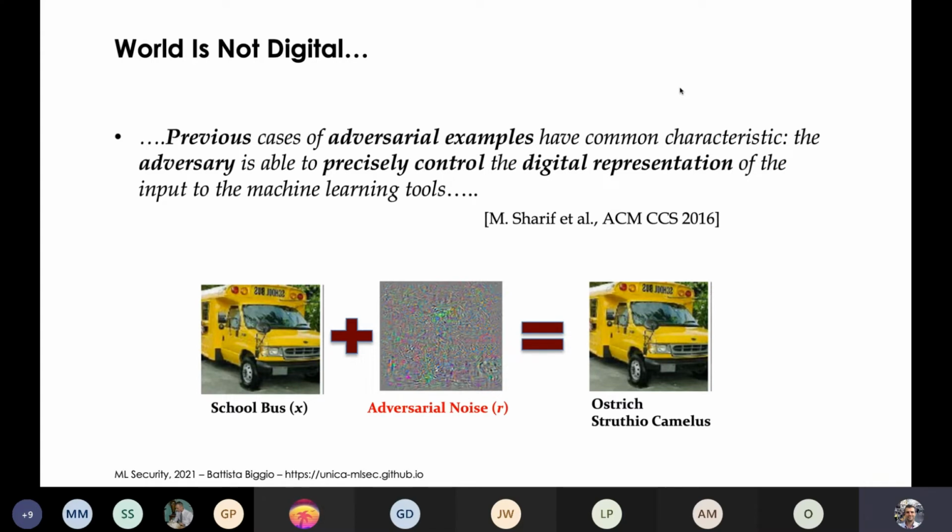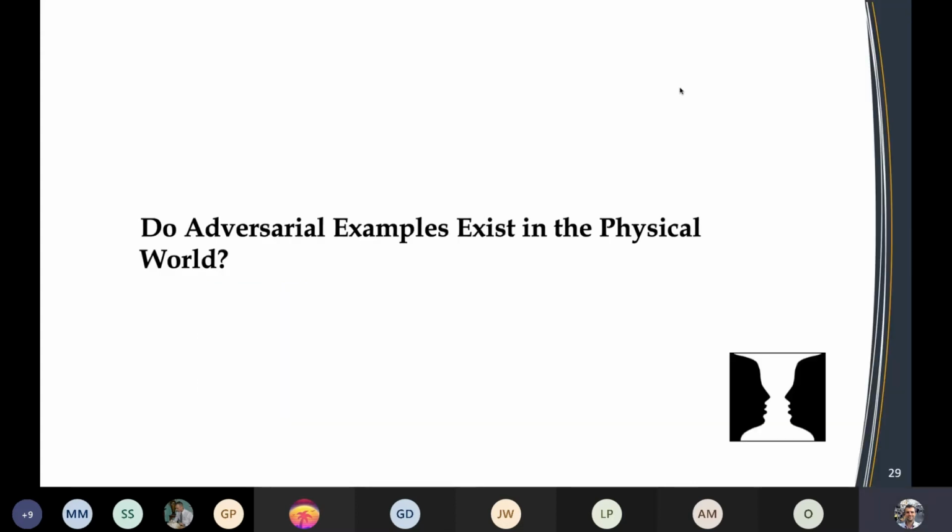Now, of course, the first assumption is that the earliest attacks were just considering changes to digital images. Whether this can be considered a security threat has yet to be understood, because if you restrict the attacker to only control the digital datum, then it might not be so dangerous, right? Even if you have an image which is misclassified, but you need to send it to a web service, even if the prediction is wrong, it's not really causing a lot of problems afterwards. It's different if the car is driving and you can fool it, but you cannot do that in the digital space, right? So the question is whether these examples properly work in the physical world.